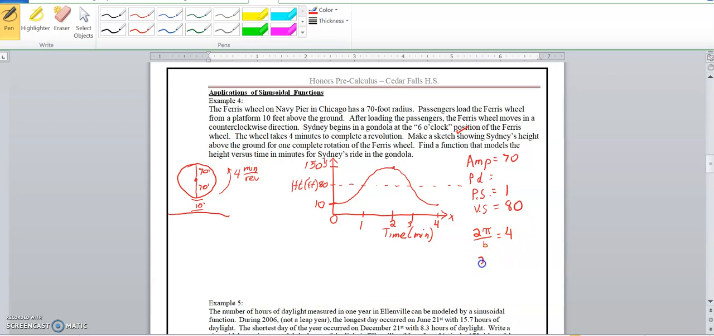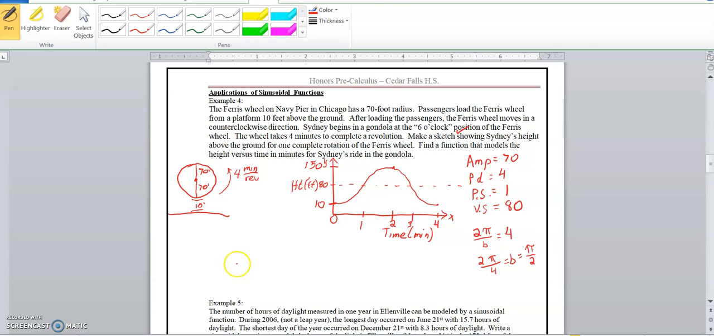So what we find is that it's actually 2 pi over 4 equals b, which the 2/4 reduces to 1/2, so pi over 2. The period, sorry, I should fill that in. The period is 4 minutes.